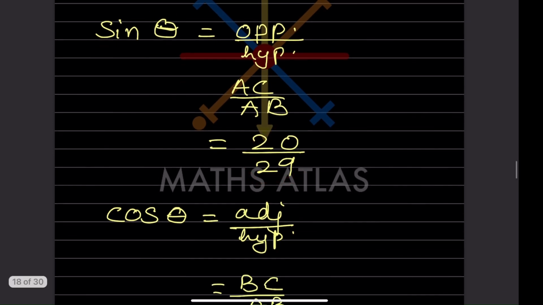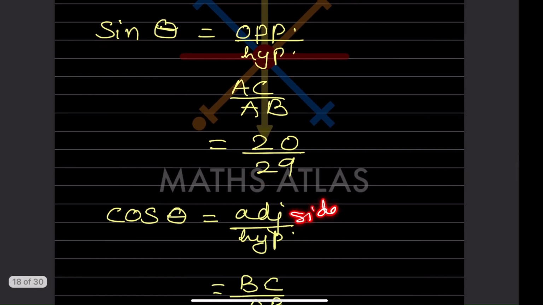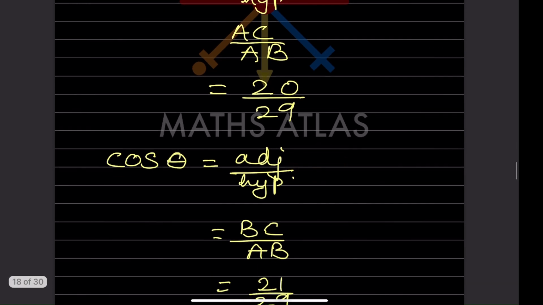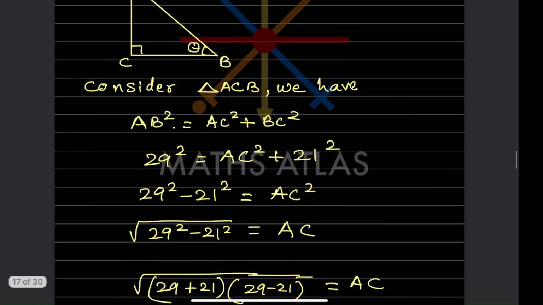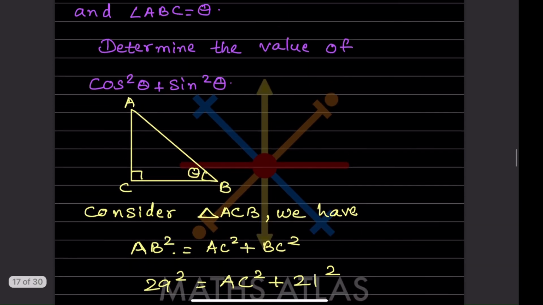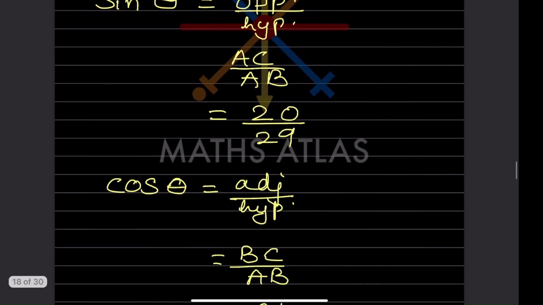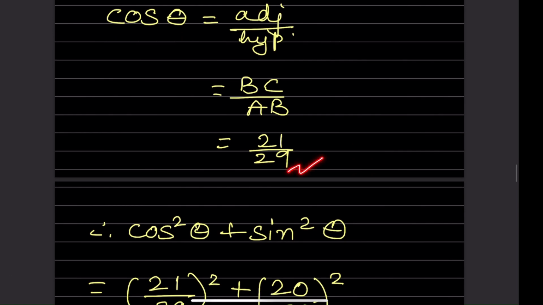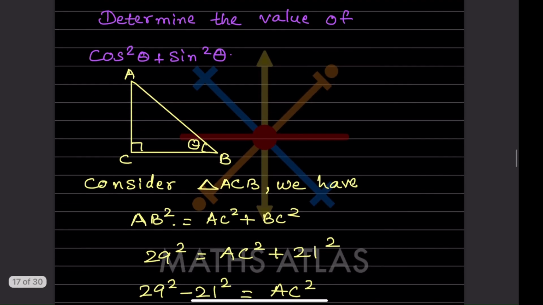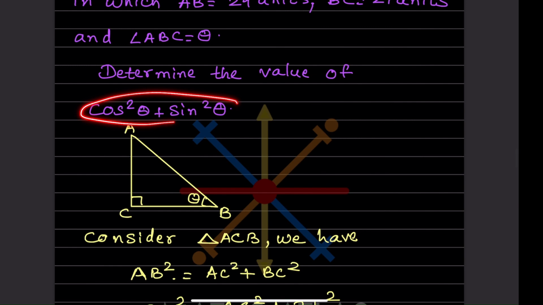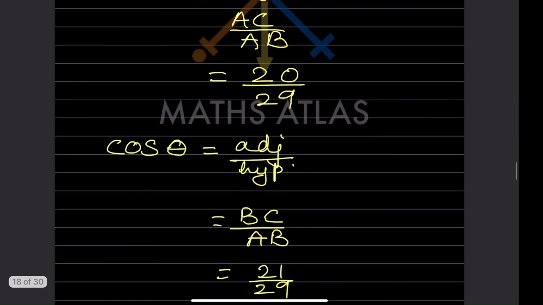So cos theta is what? Adjacent side divided by the hypotenuse. What is adjacent? Adjacent is this BC. This BC is 21, we already have over here. So that will be 21 over 29. Now we want the value of this one. So we got sine and cos theta. We want the value of cos square theta plus sin square theta. So just square it.